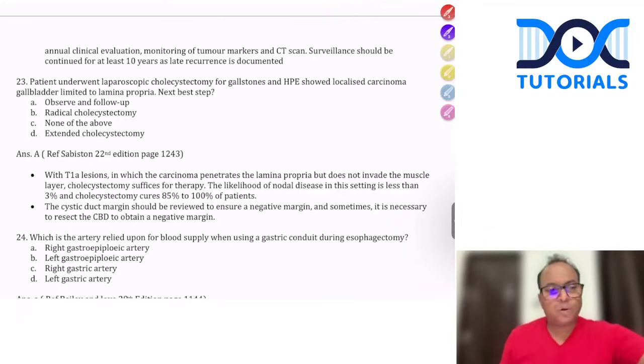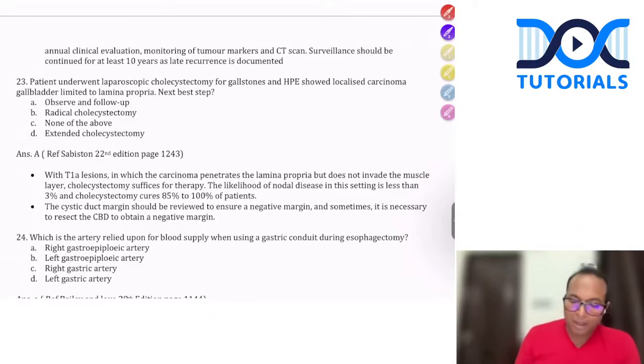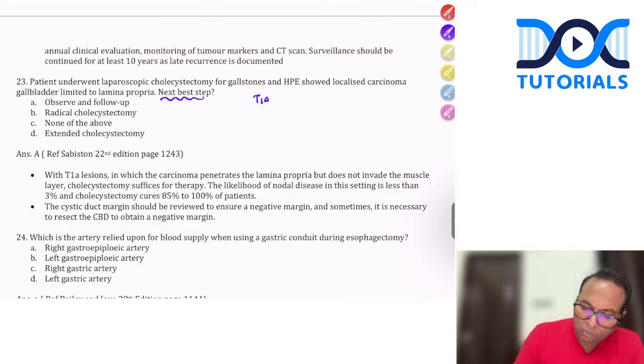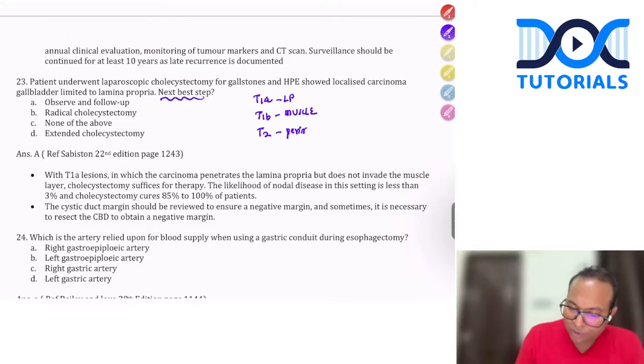A patient underwent laparoscopic cholecystectomy for gallstones. Histopathological examination shows localized carcinoma limited to the lamina propria. What is the next best step in this case? This is a simple question. T1a is lamina propria, T1b is muscle layer, T2 is perimuscular connective tissue. These are the incidental specimen findings: lamina propria, muscularis, muscle layer, and finally perimuscular connective tissue.